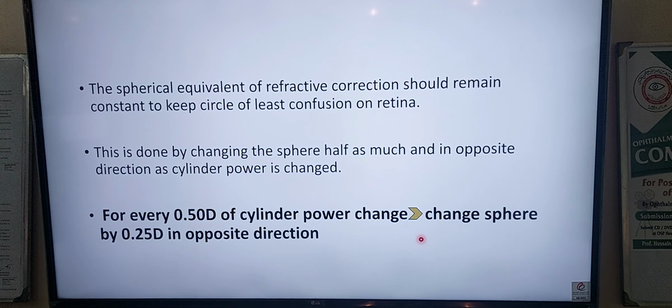The spherical equivalent of the refractive correction should remain constant to keep the circle of least confusion on the retina. This is done by changing the sphere half as much and in the opposite direction as the cylinder power is changed. For every 0.5 diopter of cylinder power change, change the sphere by 0.25 diopter in the opposite direction.